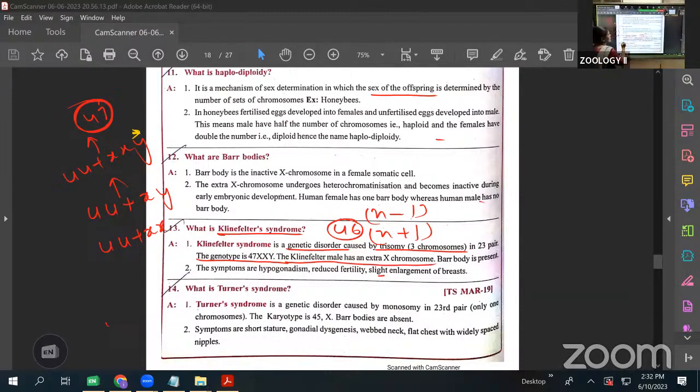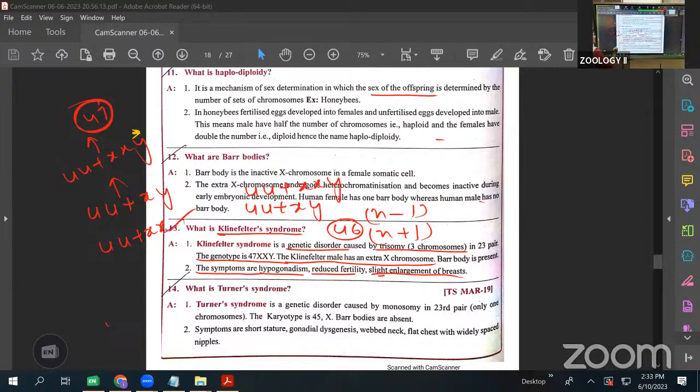The symptoms are hypogonadism, reduced fertility, and slight enlargement of the breasts. Klinefelter syndrome is present in males, who normally have 44 plus XY chromosomes, but in this condition they have 44 plus XXY, one extra X chromosome. That condition is called Klinefelter syndrome.